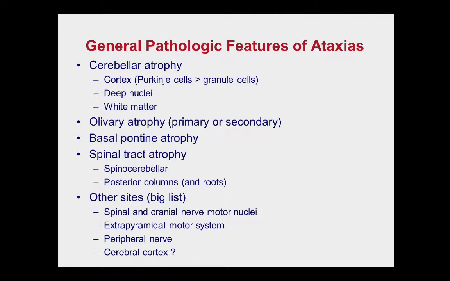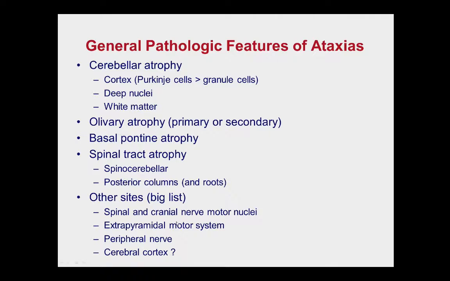A number of forms of ataxia also have degeneration of the basal pons, which is the part that projects to the cerebellum. And then some other ones have predominantly spinal cord atrophy, like Friedreich's ataxia, which has a lot of spinal cord problems. And then of major importance, particularly for the autosomal dominant ataxias, is that there's often involvement of systems outside the cerebellar system as well. So you can have motor neuron disease, you can have problems with the extrapyramidal motor system, you can have problems with peripheral nerve and even cerebral cortex. And some of these changes are actually the most life-threatening aspects.